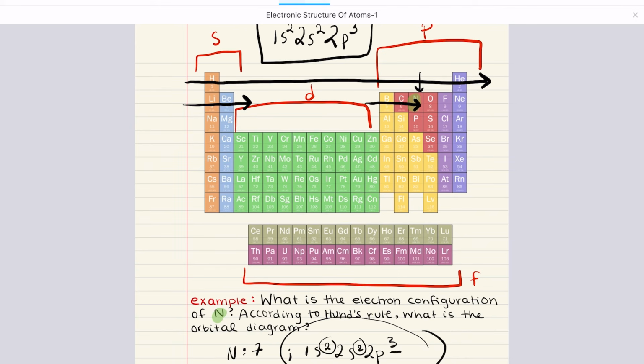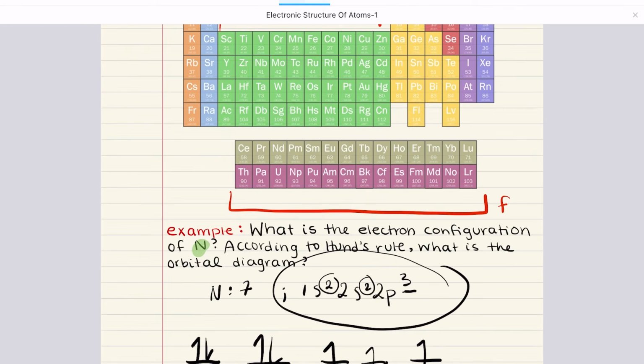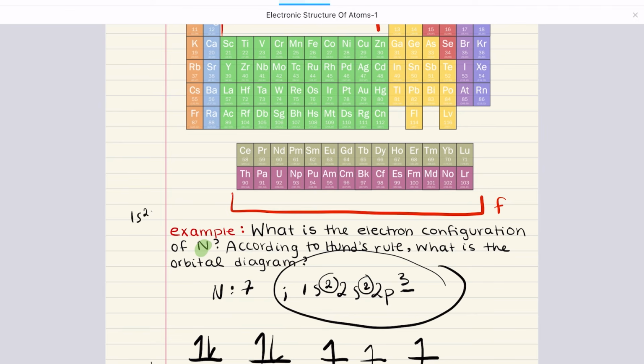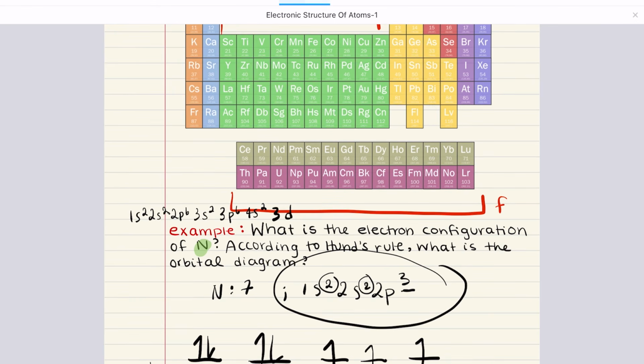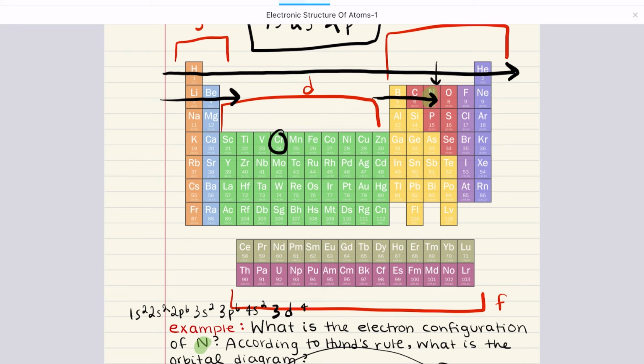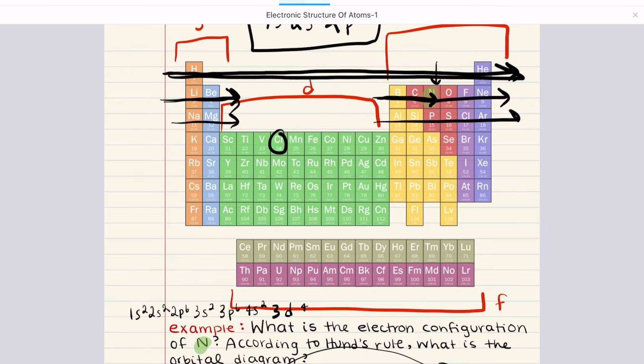So for chromium, we can write the electron configuration as so: 1s2, 2s2, 2p6, 3s2, 3p6, 4s2, and 3d4. 3d4, because chromium is right here. All right, so 1s2, 2s2, 2p6, 3s2, 3p6, 4s2, and then 3d4.